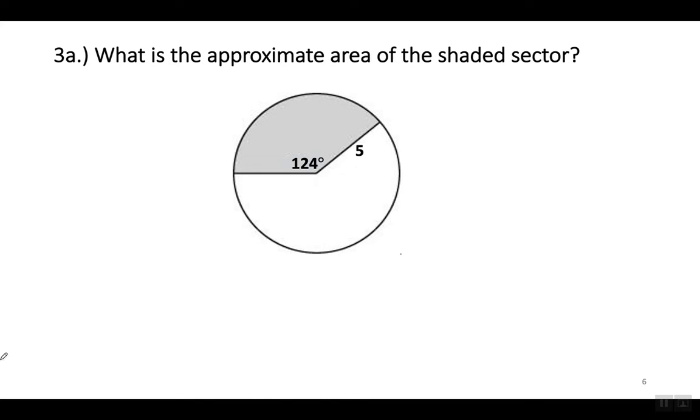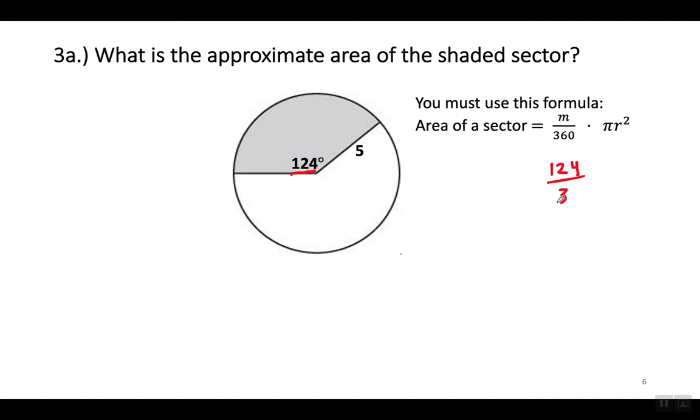Question 3A. What is the approximate area of the shaded sector? So hopefully some of you followed my advice and memorized the formula to find the area of a sector. The formula was you have to do m over 360 times the area of a circle, which is pi r squared. So this is the formula that you have to use. So I'm going to substitute the number of degrees of this central angle where m is. So it's going to become 124 over 360 times pi times 5 to the second power.